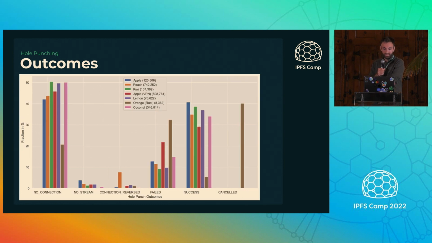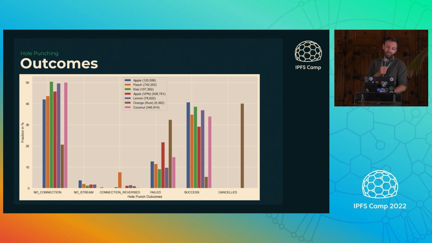Each hole punch itself can end up in different states. So the server spits out multi-addresses of those clients behind NATs, which are basically these relayed addresses. If this is a very ephemeral peer that just goes online and then leaves the network again, it's very likely that if the client fetches this peer 5 or 10 minutes later, we are not able to connect to this peer. So this is the no connection outcome.